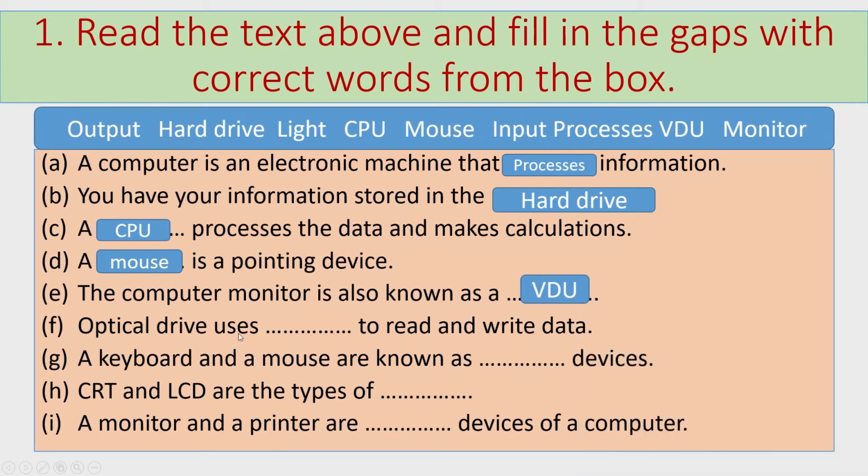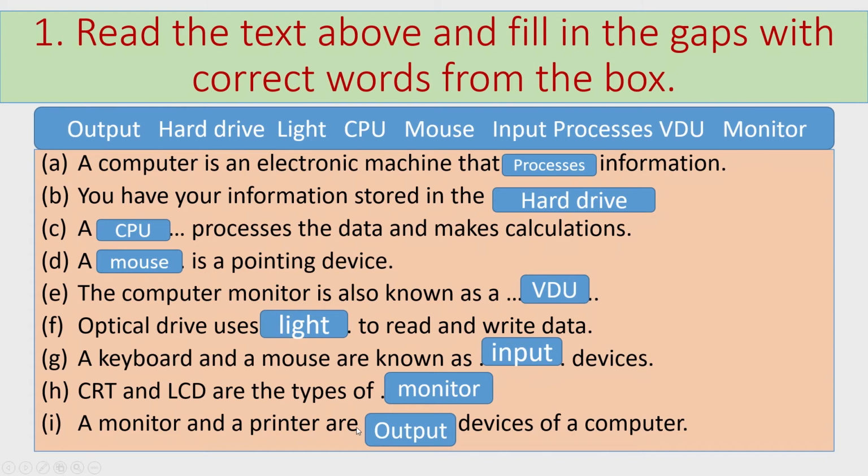Optical drive uses, yes, light to read and write data. A keyboard and a mouse are known as what? Yes, you're right. Input devices. CRT and LCD are the types of, yes, monitor. Okay, monitor types. A monitor and a printer are what? Yes, you are right. Output devices of a computer. So in this way, we can do the exercise.